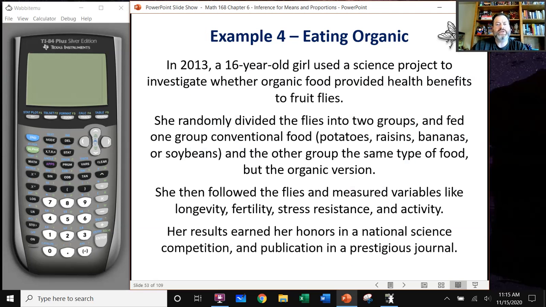In 2013, a 16-year-old girl used a science project to investigate whether organic food provided health benefits to fruit flies. She randomly divided the flies into two groups and fed one group conventional food, potatoes, raisins, bananas, or soybeans, and the other group the same type of food but the organic version. She then followed the flies and measured variables like longevity, fertility, stress resistance, and activity. Her results earned her honors in a national science competition and publication in a prestigious journal, and I'm assuming some sort of scholarship, even though I'm not sure.